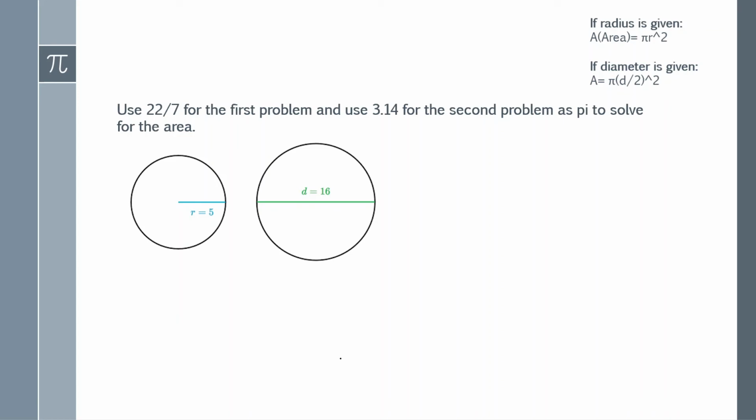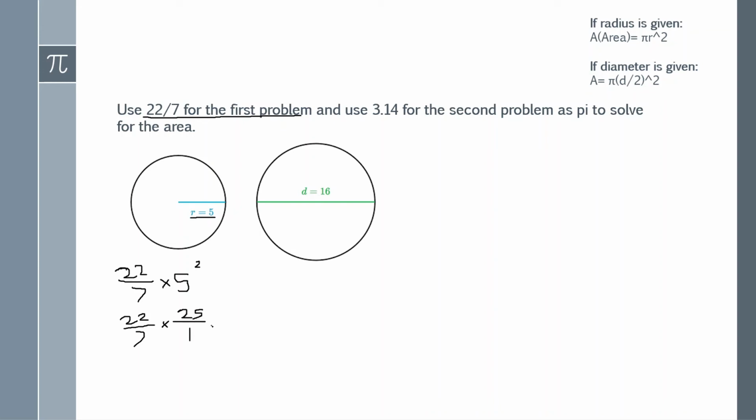Okay, so hopefully you guys pause the video and solve, and I'll be going over it. So we know 22 over 7 for the first problem. So we have r equals 5, so we're going to use the pi r squared. So in this case it would be 22 over 7 times 5 squared. So it'd be 22 over 7 times 25 over 1.